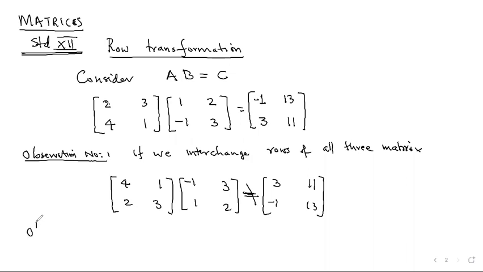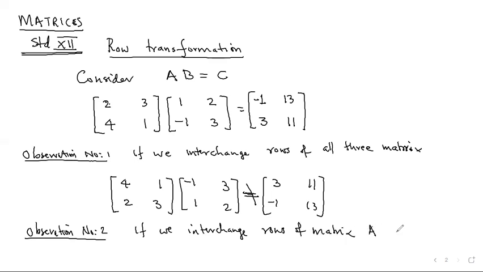Observation number 2. If we interchange rows of matrix A and C, that means here there will be a change. 4, 1, 2, 3. But B is kept constant. No change in B.